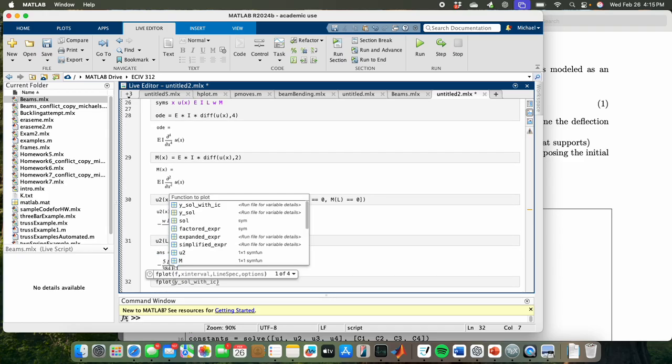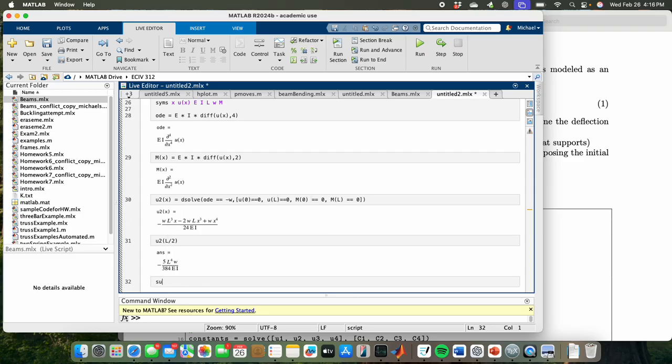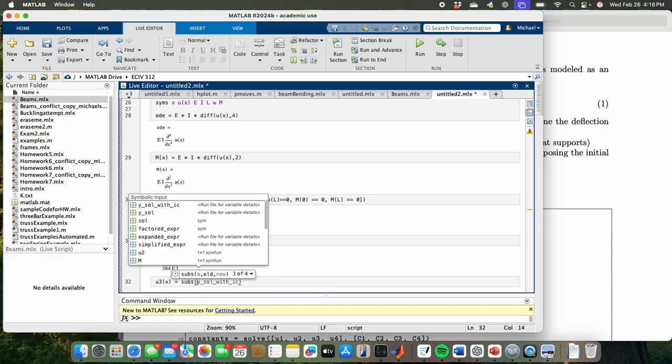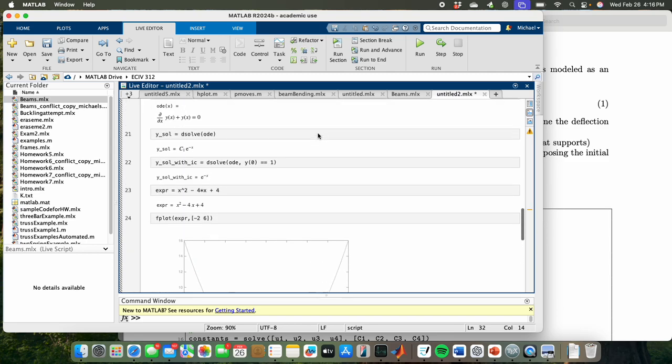Fplot. Nope, I don't want that. That's advanced. Let's just do our own. U3 as a function of x is equal to U2 as a function, or subs, like subs. What was the command above subs?